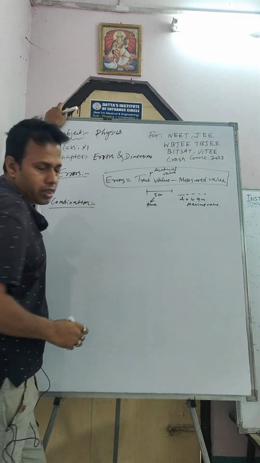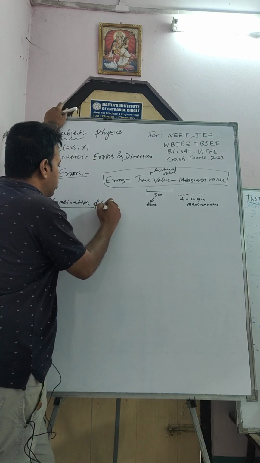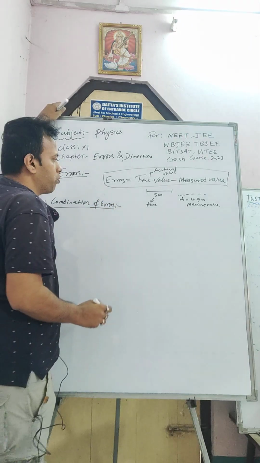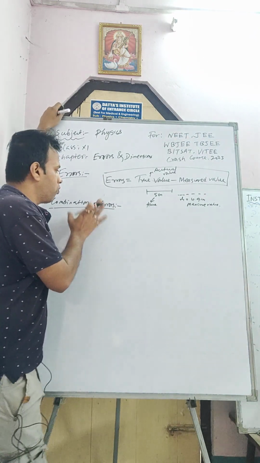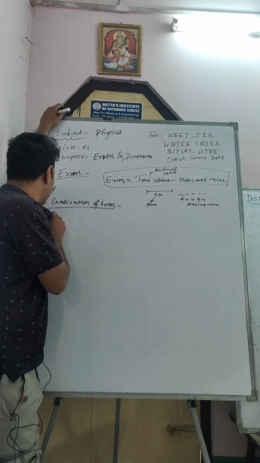Okay, so there are lots of types of error. One type of error is combination of errors. And from this topic lots of questions came. Most of the questions came from the error part; 95% of questions came from the topic combination of errors. Okay. So we write the formulas here.